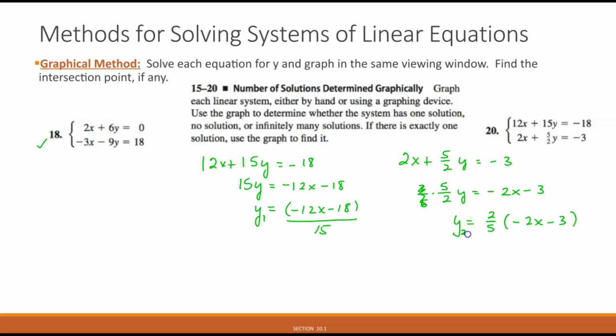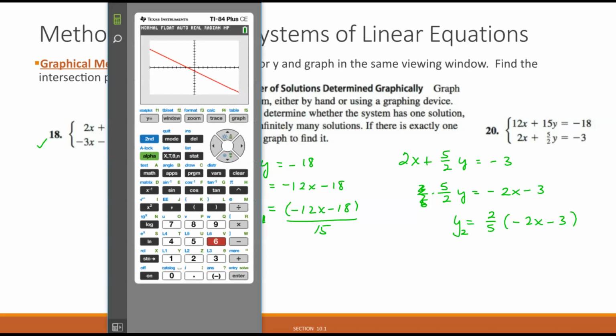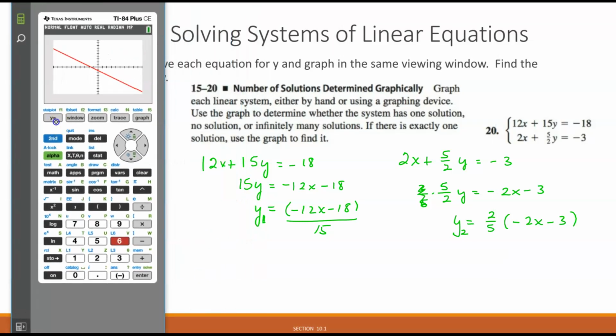We'll put this in y2, this one in y1. If we see them intersect, we have one solution. No intersection, no solution. If they're really the same graph, one on top of the other, then we have infinite solutions. Okay, so let's look at our graph. We have negative 12x minus 18 over 15, and notice I didn't simplify, I just left it as is. Okay, we have 2/5 times negative 2x minus 3. Again, we didn't simplify, we just left it as is.